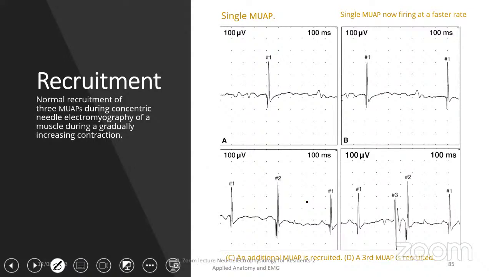So you can see A, and this is 100 microvolts and 100 milliseconds, and you can see two of them, and you see as the recruitment goes, a third MUP is recruited as you force on it. So as you increase the force, the recruitment of more MUPs is seen in this. First, three are recruited, then more than three are recruited.